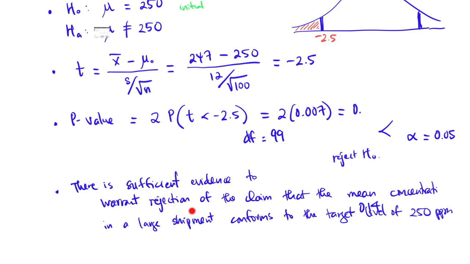There is sufficient evidence to warrant rejection of the claim that the mean concentration in a large shipment conforms to the target level of 250 ppm. We reject this original claim. This means it does not conform to the target level. And again, this is because we reject the null hypothesis, and the null hypothesis states that mu equals 250, but we reject it.